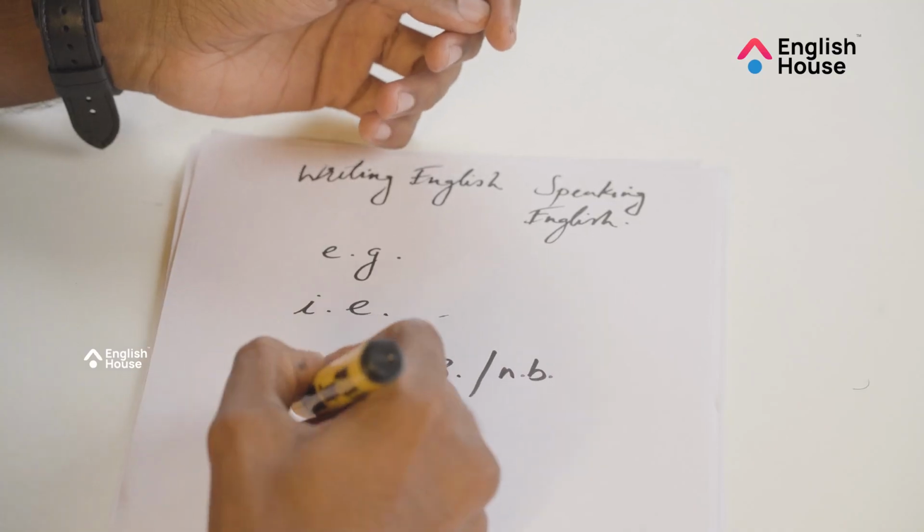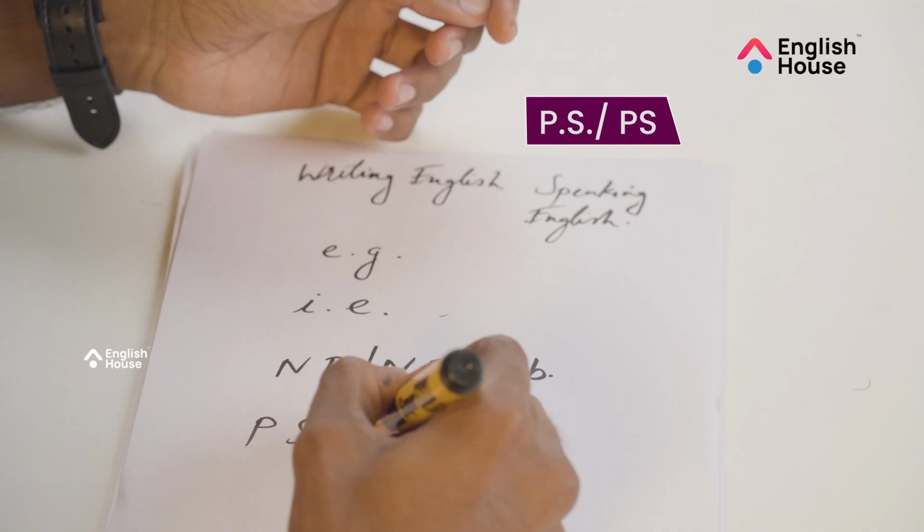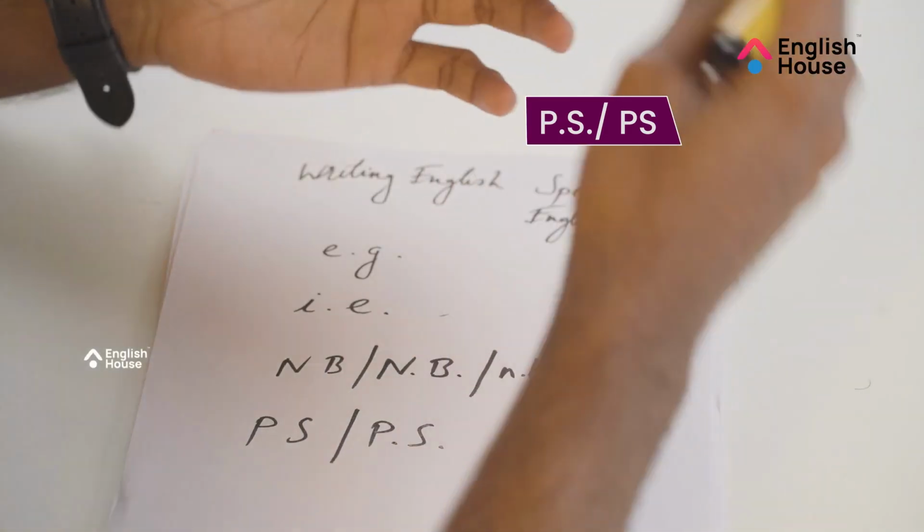Now this one is kind of interesting. It is PS. Now the rule for writing PS is that you can use PS with or without dots, but it always has to be in block letters. All right, now PS means postscriptum. That is the Latin word, postscriptum.